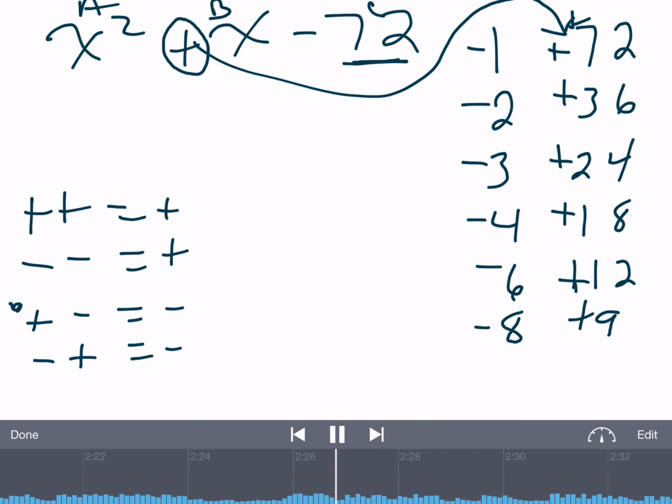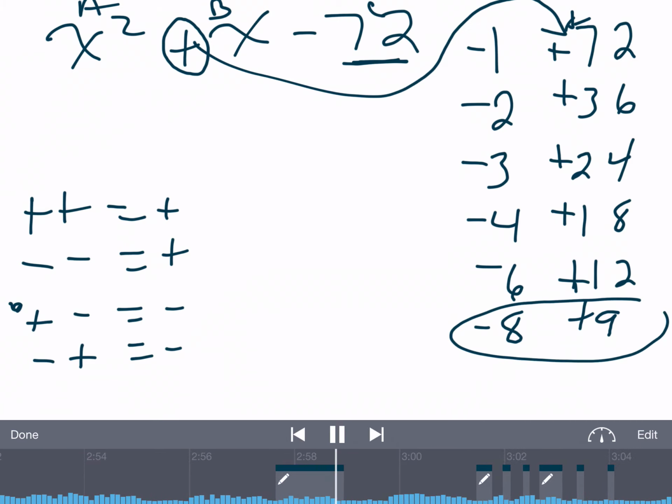Well, negative 1 plus 72 is 71. That won't work. Negative 2 plus 36 is 34. That won't work. Negative 3 plus 24 is 21. That doesn't equal B. Negative 4 plus 18 is 14. That doesn't work. Negative 6 plus 12 gives me 6. Getting closer. How about negative 8 plus 9? There it is. Winner, winner, chicken dinner. That gives me 1.